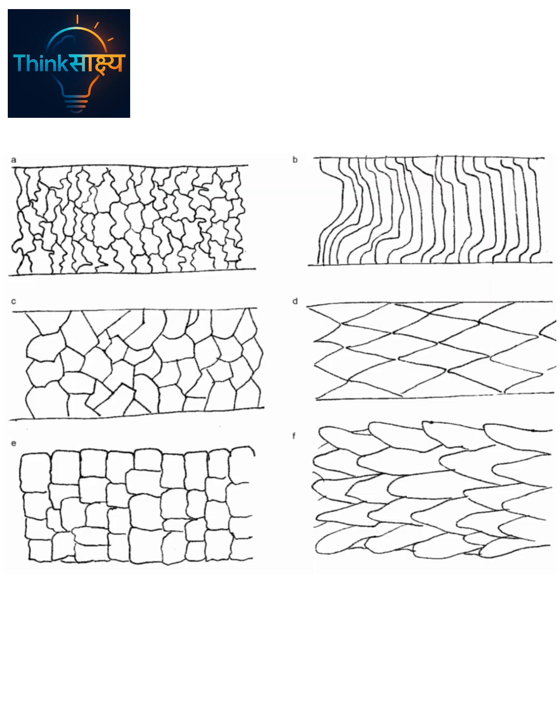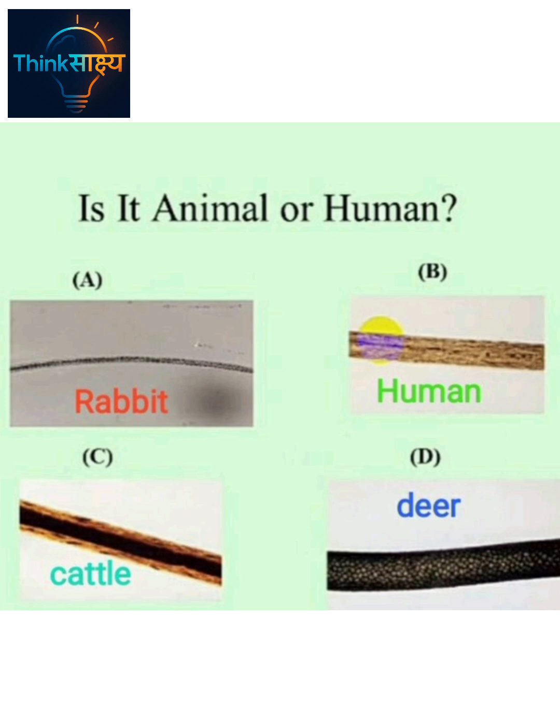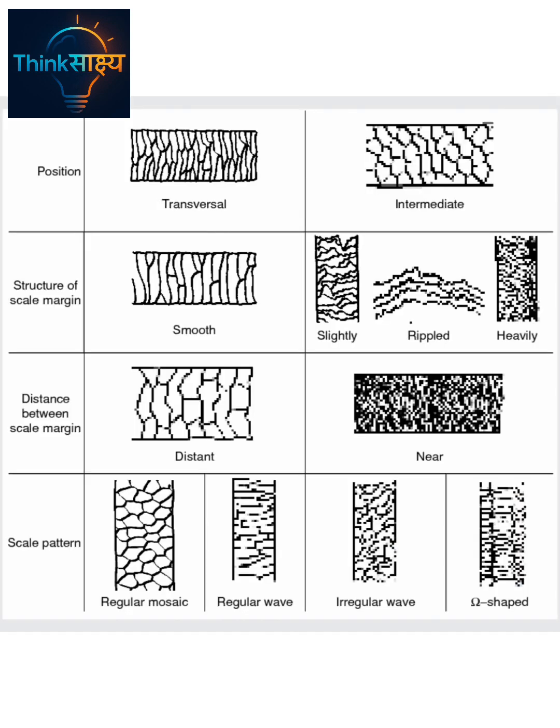These scales vary between species, which is why we can tell if the hair is human or animal. In forensic science, we also analyze the scale pattern to determine the hair origin.